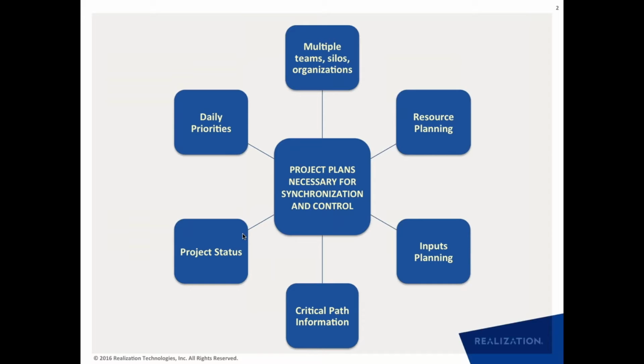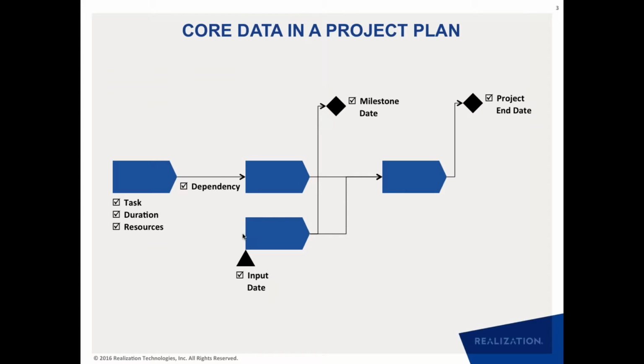Using the critical path information, you also get project status in execution. And again, using the same critical path information, you can derive the daily priorities by looking at which tasks are most critical and need to be done first, and so on. Now, the core data in a project plan, we all know, is a few data elements. You have tasks, you have durations, you have resources that are required to do those tasks, you have dependencies between the tasks, and then you have some dates: milestone dates or project end dates, as well as input dates.